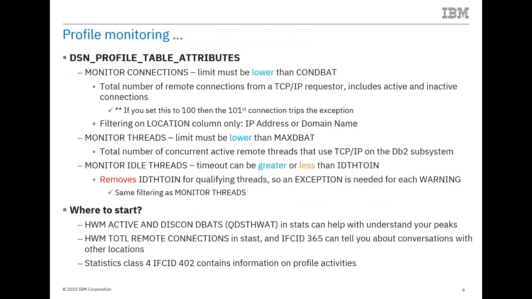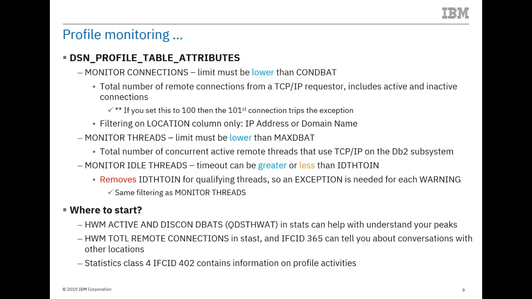So transitioning back now, we're talking about managing Db2 resources and protecting those resources. What are the other profiles I can set up? In the attributes table, I can define if I want to monitor connections, threads, or idle threads. For monitoring connections, it must be lower than the CONDBAT zparm. Kind of makes sense, you're kind of subsetting it. If you set this to a warning or exception, the first connection after that limit trips the profile. So if you set it to a limit of 100 connections, the 101st puts out a message for you.